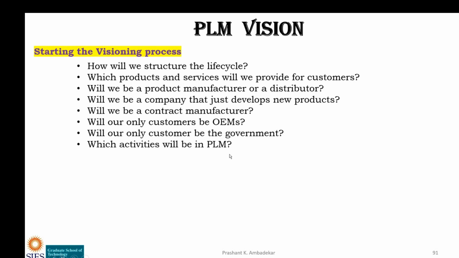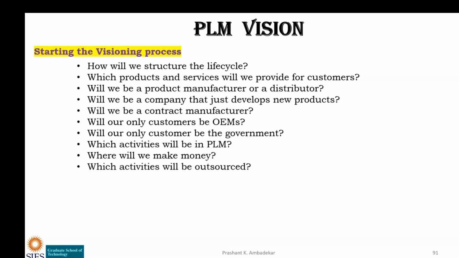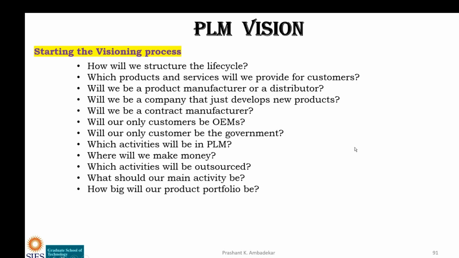Which activities will be in our PLM? PLM में क्या क्या करने वाले हैं? Then where will we make money? How will we earn money? Which activities will be outsourced? कौन सा एक्टिविटी हम कंपनी में करेंगे, कौन सा बाहर जाएगा? What should our main activity be? हमारा मेन पर्पस क्या रहेगा? How big will our product portfolio be? Then how many new products should we have every year? Should we introduce new products? If you are introducing, how many new products should we introduce every year?